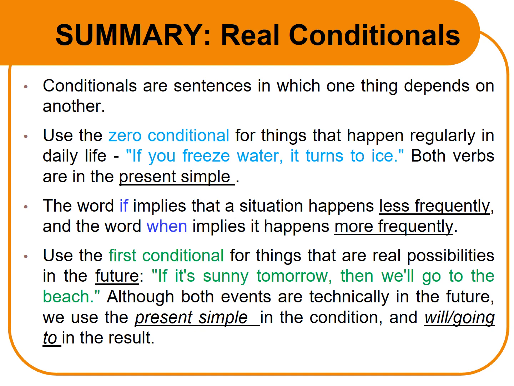Use the first conditional for things that are real possibilities. It can happen in the present. So if it's sunny tomorrow, then we'll go to the beach. Although both events are technically in the future, we use the present simple and will or going to in the result.